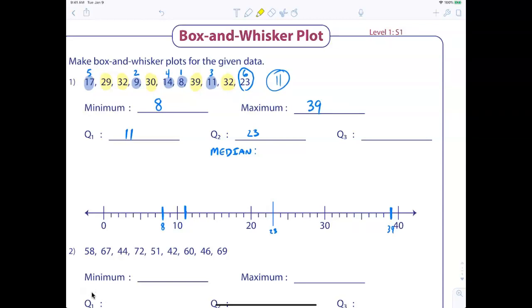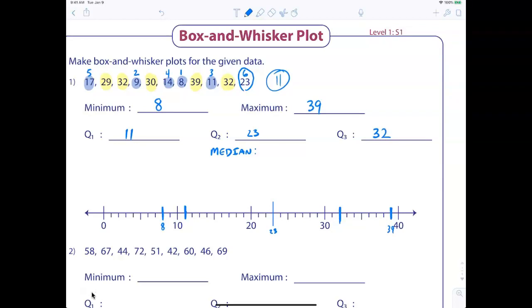There's two 32s, but how does that work? Well, it doesn't matter. 32 is the middle number. It doesn't matter if there's two of them. Okay. So now 32 goes here, and then the other mark is at 32.